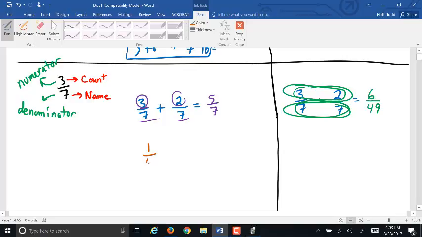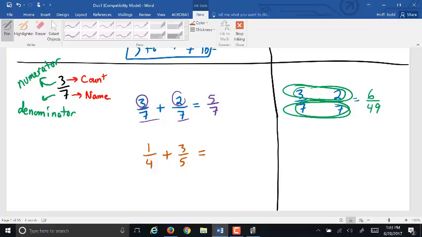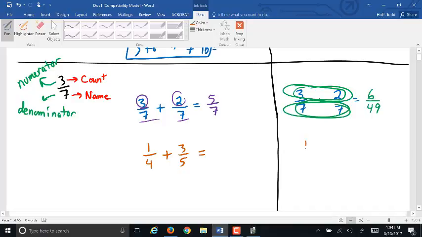Oh, what if we have 1/4 times 3/5 plus 3/5? Can I add those the way they're written? No, they don't have the same name. And to add or subtract, we need the same name. And for fractions, that's a common denominator. Again, when we look at fractions in more detail, we will look at finding common denominators so we can add those.